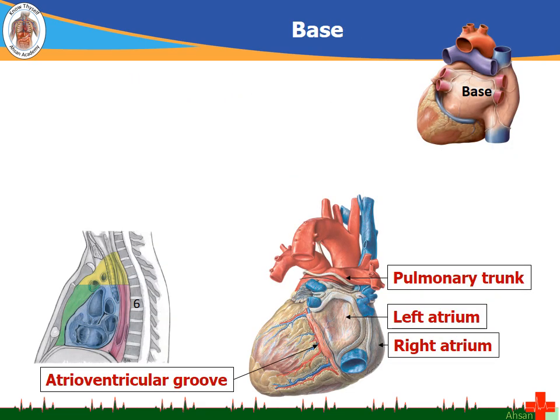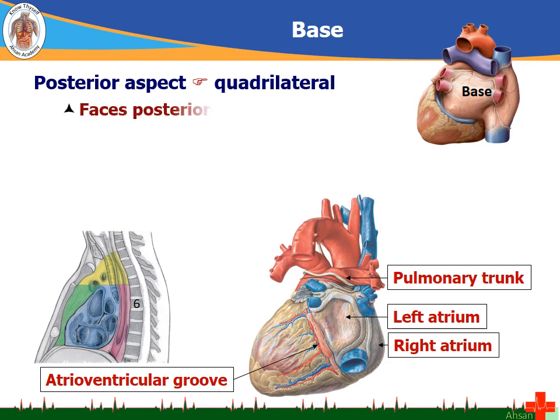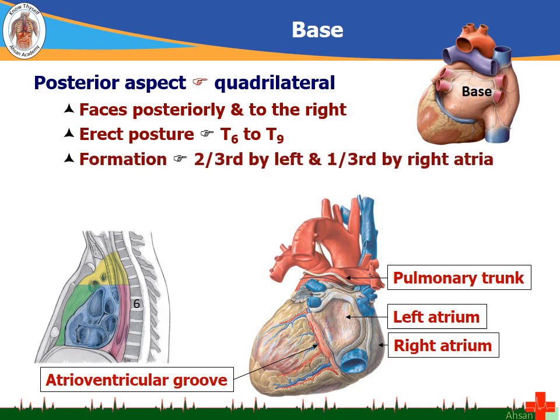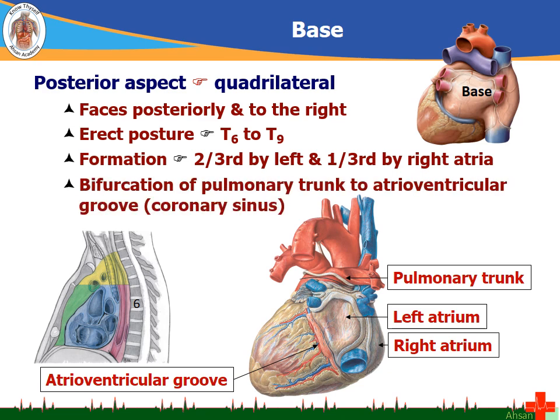Base of the heart lies posteriorly and it is quadrilateral in shape. It is directed posteriorly and to the right. In erect posture, it lies in front of the thoracic 6 to thoracic 9 vertebral column, and it is formed by the two atria, two-thirds by the left one. It extends from the pulmonary trunk bifurcation to the atrioventricular groove, which is also known as coronary sulcus.